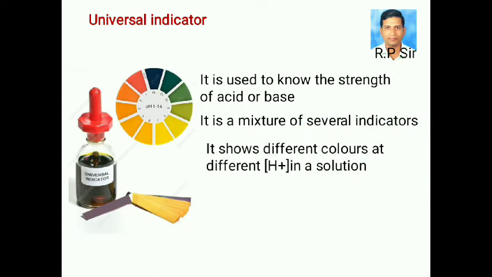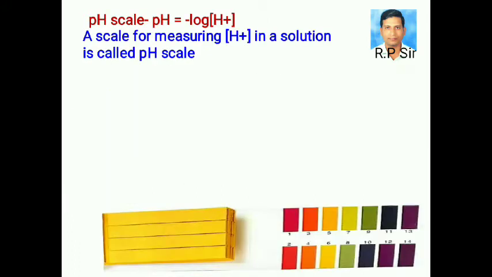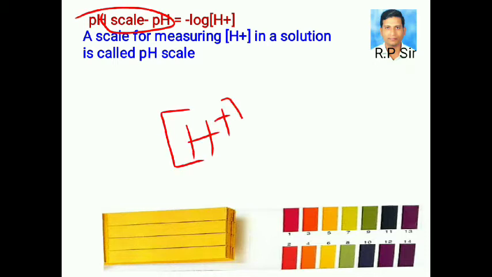It shows different colors at different concentration of hydrogen ions in a solution. pH scale. A scale for measuring hydrogen ion concentration is called pH scale.